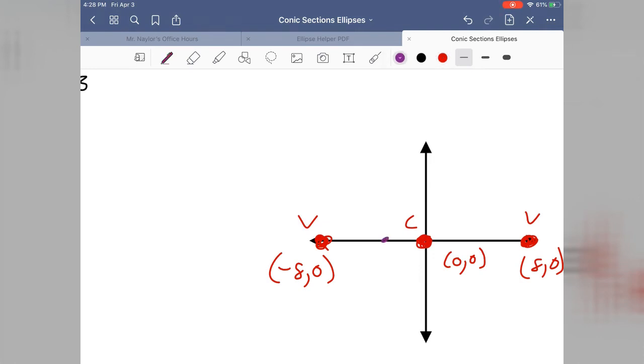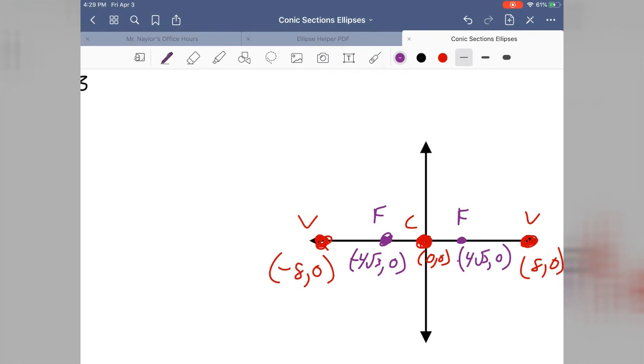And what else? Well, the foci, right? The foci, we know, have to be somewhere along this major axis. You did know that, right? The foci have to be on the major axis. So, what was it? 4 root 3. Well, that's going to help us to identify those values. So we move negative 4 root 3 to the left, and we move 4 root 3 to the right, and that gives us our foci.